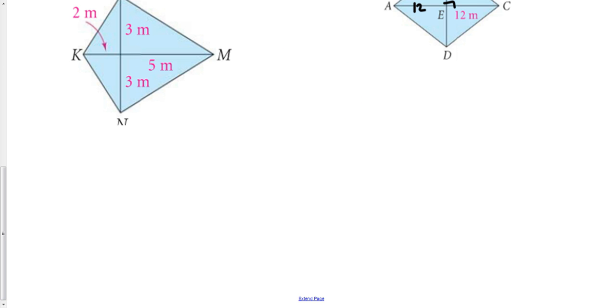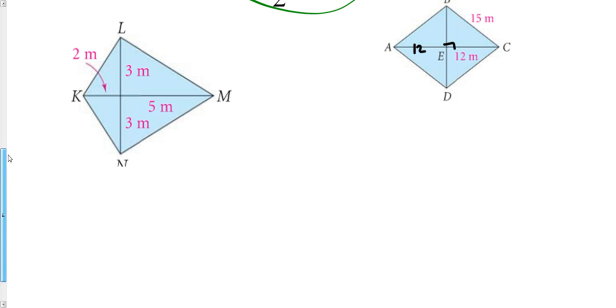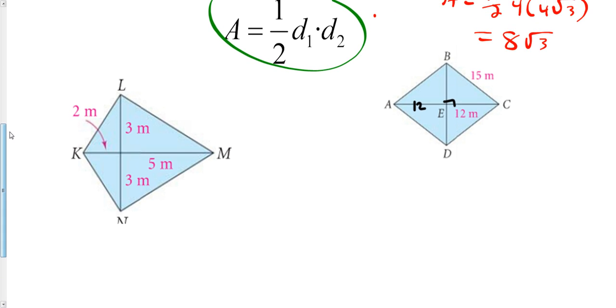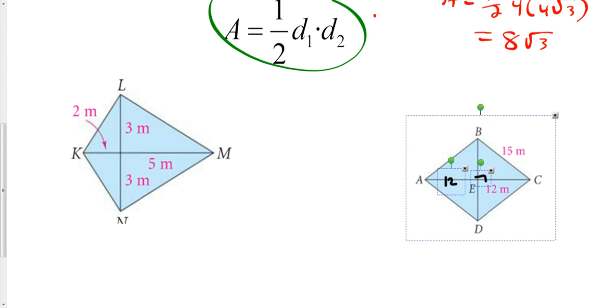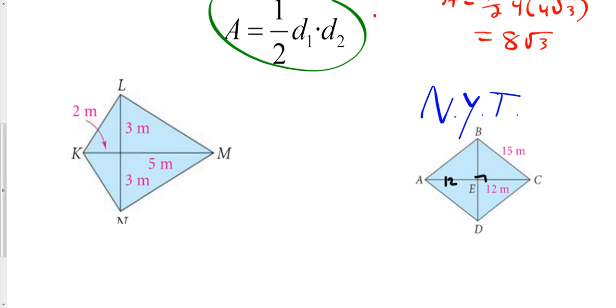So take a look at this one, and why don't you do the now you try. So here's the area formula, in case you need it. Actually, why don't I do one, and I'll let you do the other. So this is the now you try. And then this one here I'll do for you.